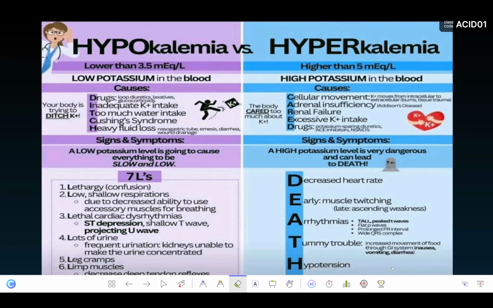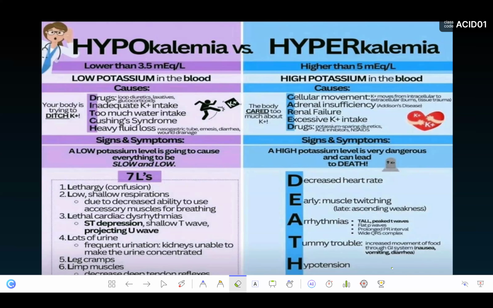Good way to remember that are the 7 L's: lethargy, confusion, low, shallow respirations, lethal cardiac dysrhythmias, including ST depression, which is a shallow T wave, or a projecting U wave. Lots of urine. The kidneys are unable to make the urine, so it's going to be really concentrated. Leg cramps and limp muscles.